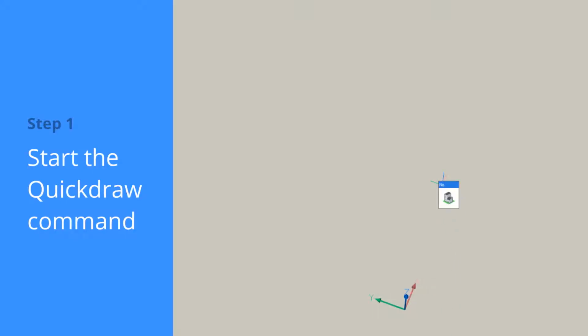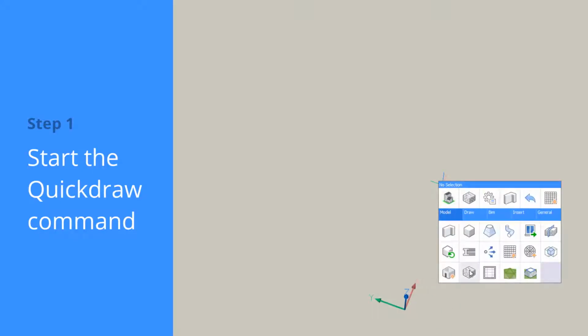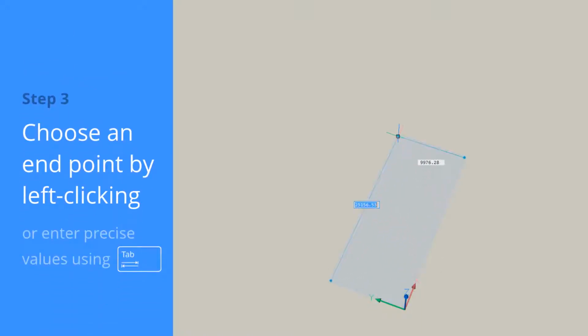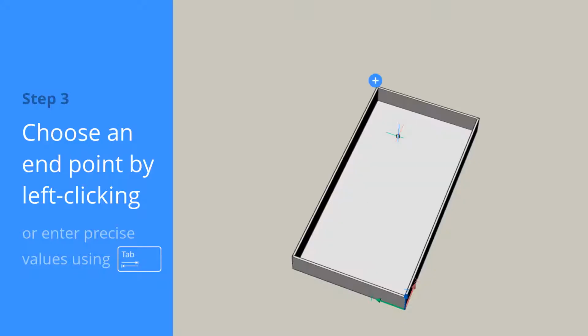QuickDraw allows you to easily create and edit rectangular and L-shaped rooms. When starting the command, a special cursor appears, indicating the location of the walls that will be placed. You can either left-click to specify start and endpoint, or use the Tab key to switch between dynamic dimensions.